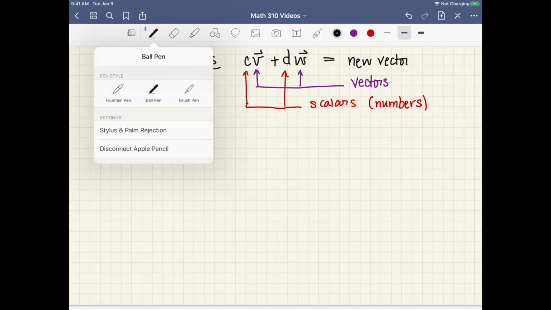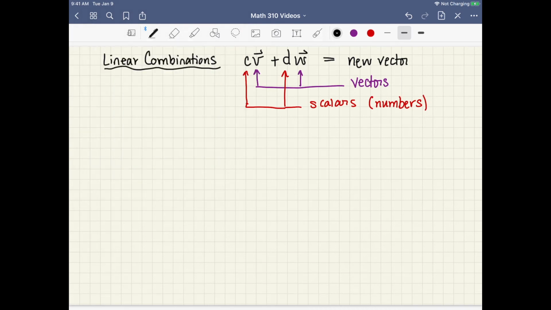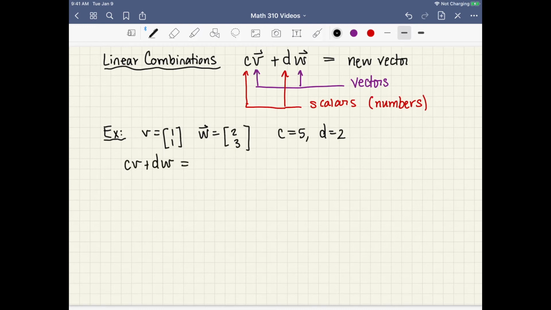So let's make this concrete with a specific example. Let's take, for example, the vector V to be 1, 1, and I'm going to use column vector notation. Let's take the vector W to be 2, 3, and let's take our scalars C to be 5 and D to be 2. If we follow the recipe that's given above, CV plus DW we'll write as 5, the scalar, times the vector 1, 1, plus 2 times the vector 2, 3. So what we need to discuss is how you do scalar multiplication and how you do vector addition.